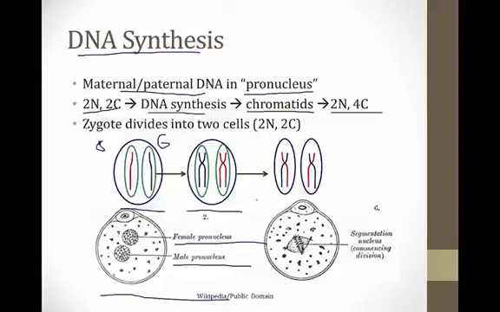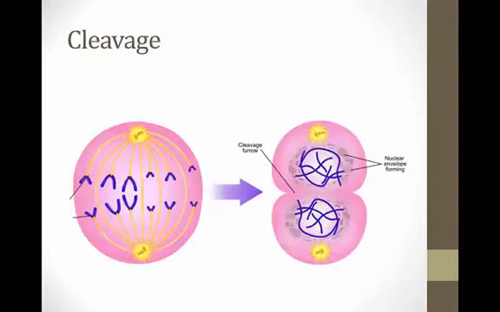chromatids. Then the cell can undergo division and become two cells, each with one copy of DNA from the mother and one from the father. So when this occurs, the zygote divides and it now becomes two cells that are 2N, 2C. And this process by which the zygote divides is called cleavage. It's one of the first important steps in formation of a multicellular embryo.